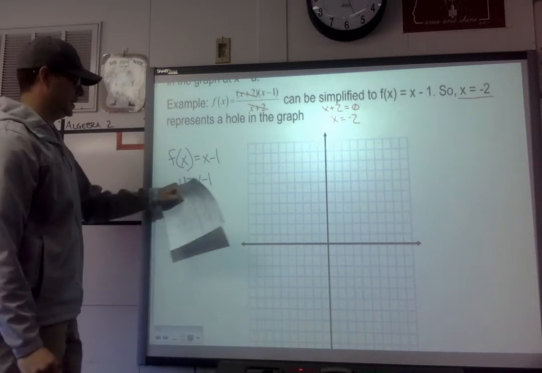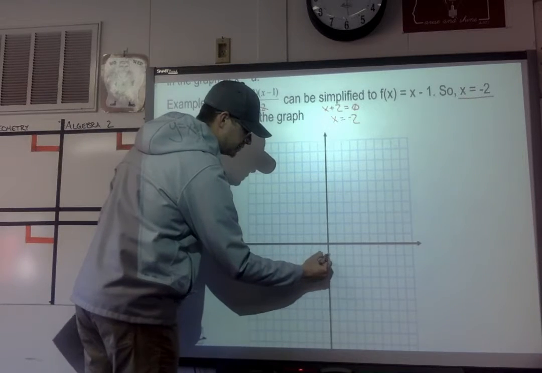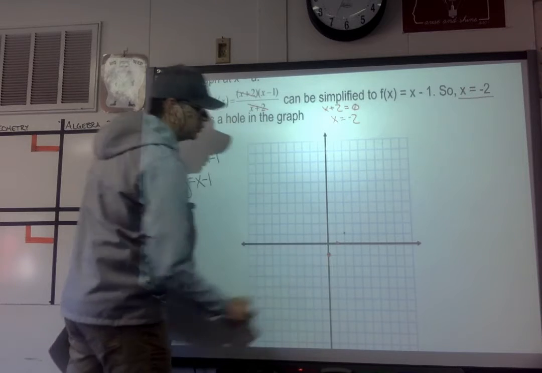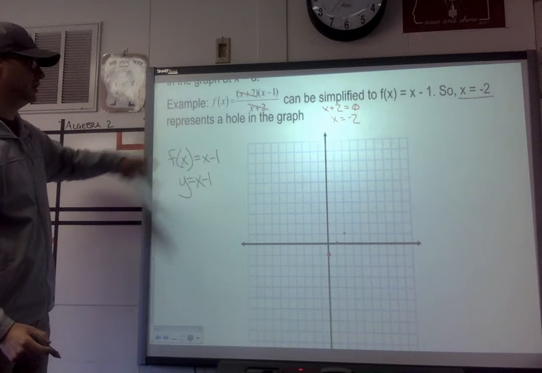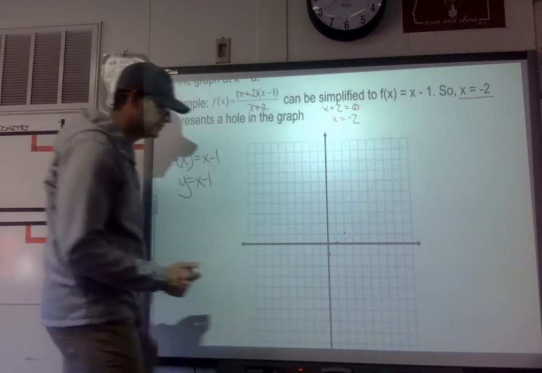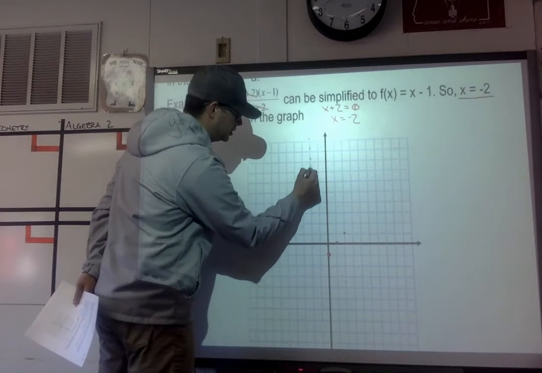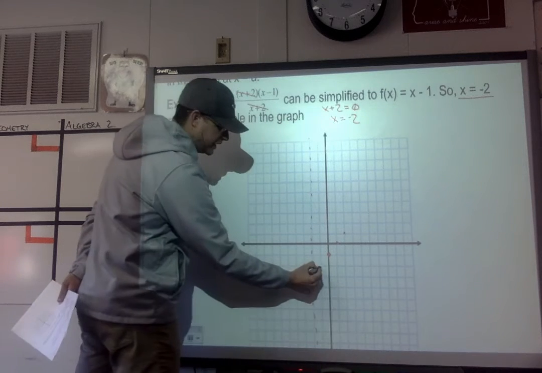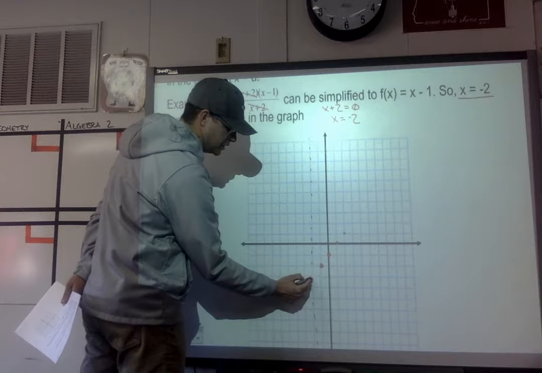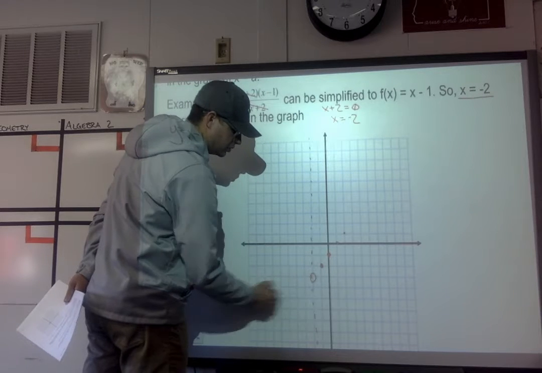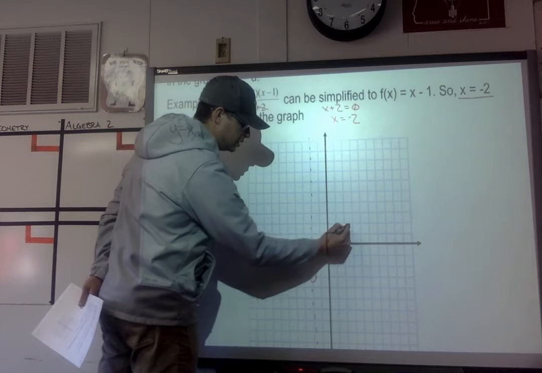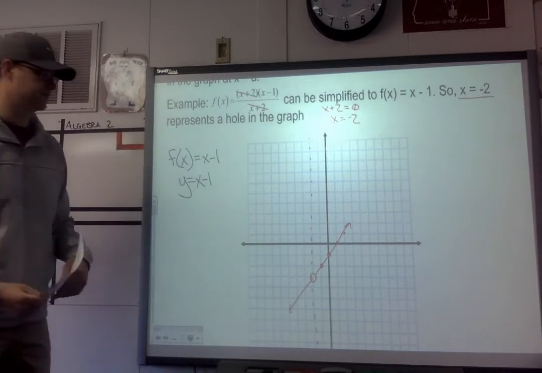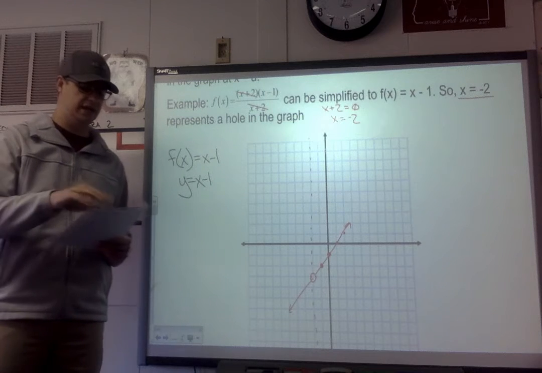So when we graph that, we've got a y-intercept of -1, and we have a slope of 1. But we know that there is a hole in the graph at x equals -2. So at this line right here, we're going to have a hole in the graph. So as we continue marking those points, when we get to x equals -2, we're going to have an open circle. So our line would look like that with that point of discontinuity at x equals -2.